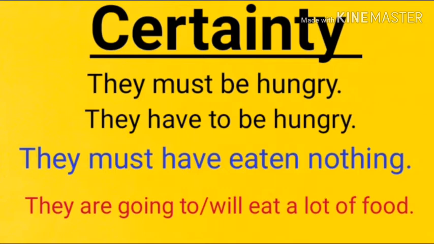We can use must have to talk about something happened. We are sure that something happened, we use must have and third form of the verb. They must have eaten nothing. I'm sure they have eaten nothing, so we will say they must have eaten nothing. To talk about past of certainty. To talk about certainty in future, we use will or be going to. For example, they are going to eat a lot of food, or they will eat a lot of food.